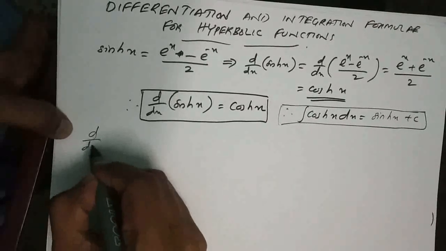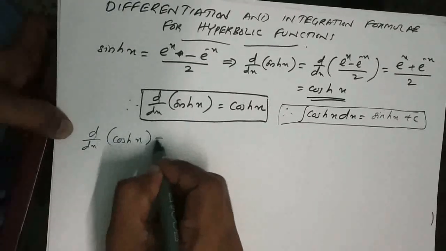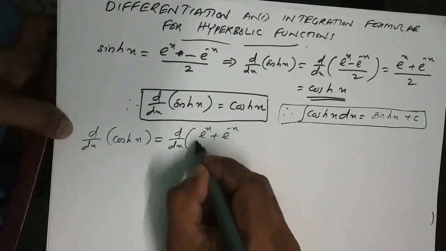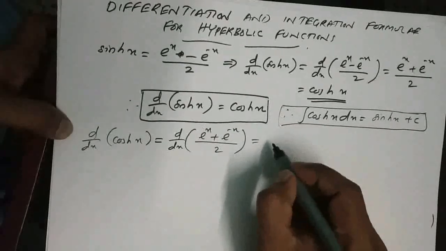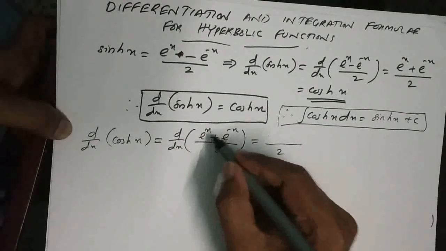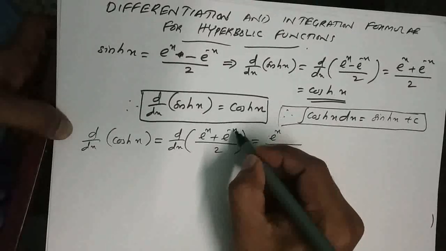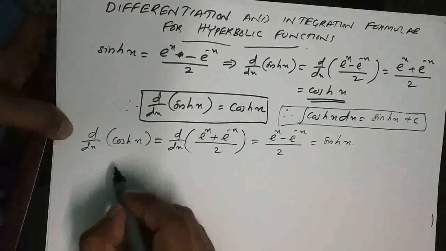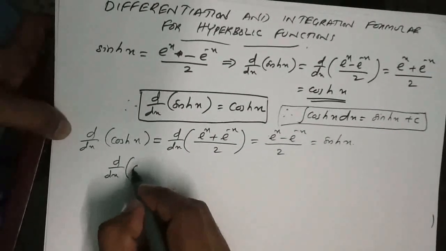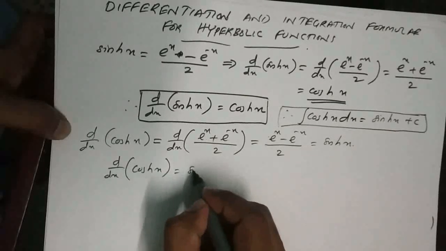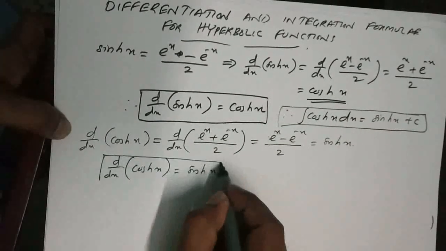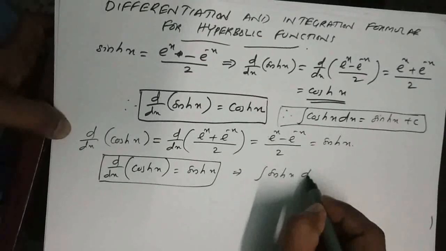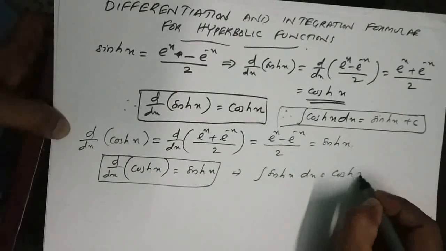Because d by dx of cosh x is equal to d by dx of e to the power x plus e power minus x divided by 2. This is nothing but 1 by 2 into derivative of e power x is e power x, derivative of e power minus x is negative of e power minus x. This is nothing but sinh of x. So d by dx of cosh of x is equal to sinh of x. So we can say that the integral of sinh x dx is equal to cosh x plus c.